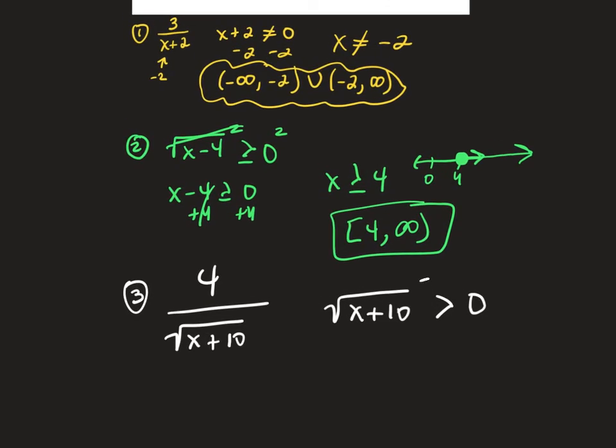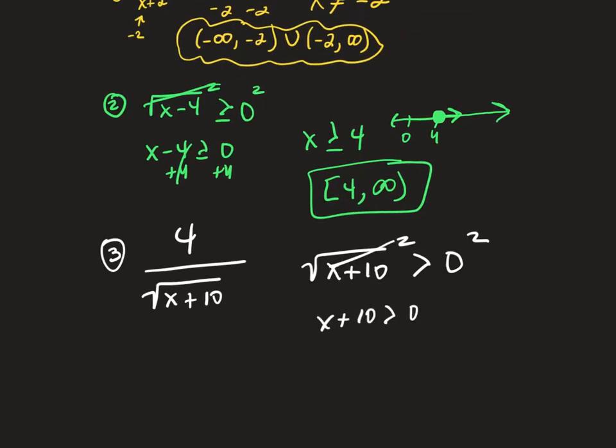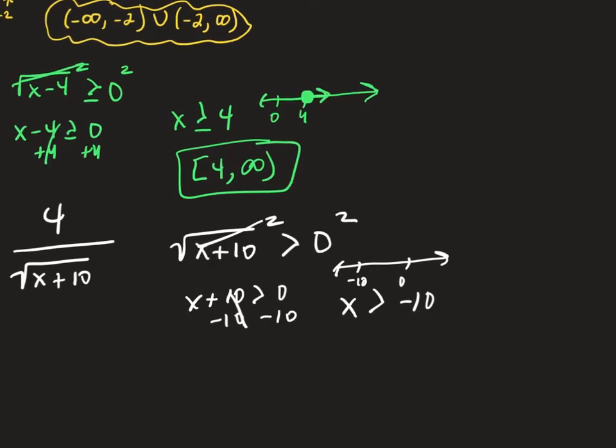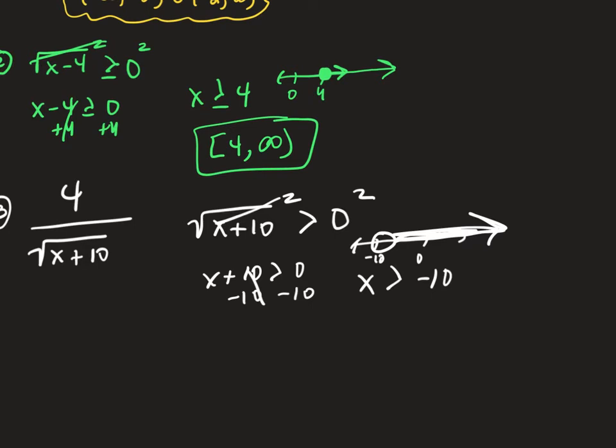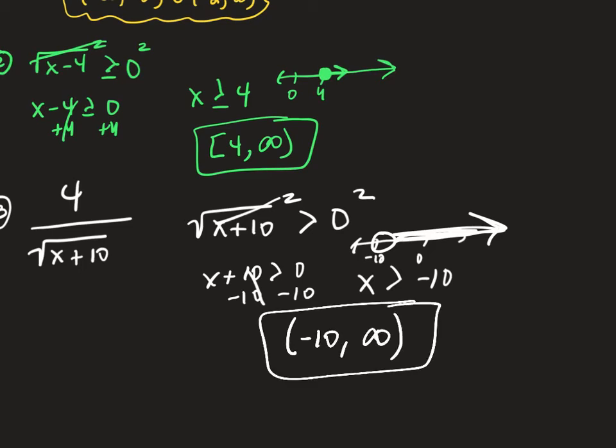So again, we're going to solve this the same way. You square both sides. So x plus 10 greater than 0. Subtract 10 from both sides. And I get x is greater than negative 10. I need interval notation, so help me out here. Negative 10, 0. What kind of a dot do I have here at negative 10? It's open. And then where are all the numbers greater than? To the right, correct? So how would you write that in interval notation? To infinity. Good.